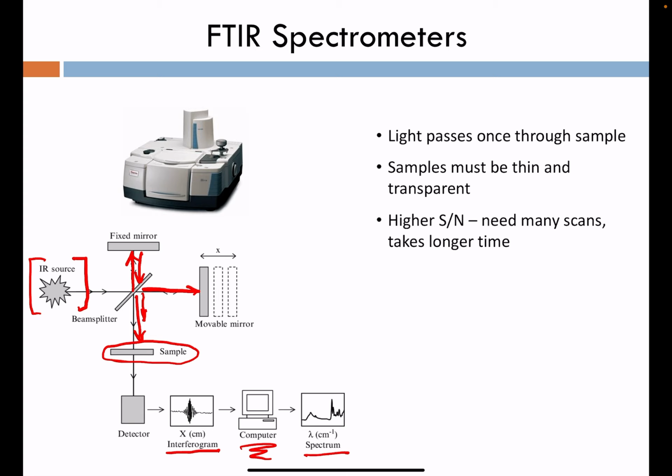So in short, light passes through the sample. You can see there are some complex mirrors, and that can help us get the interferogram. The sample has to be thin and transparent to allow for this, and we can expect higher signal to noise when we can build up many scans and have longer acquisition time.